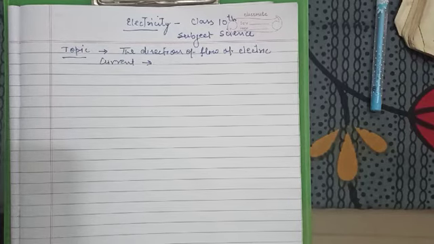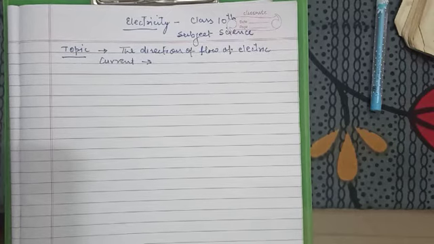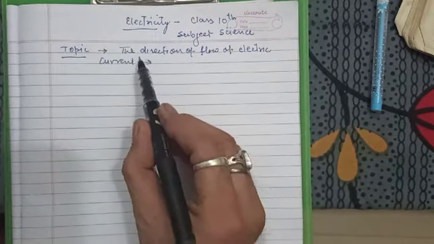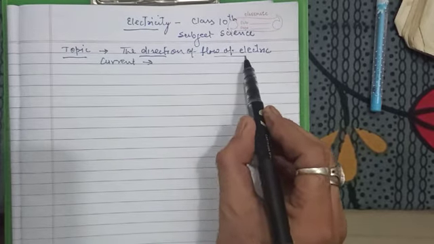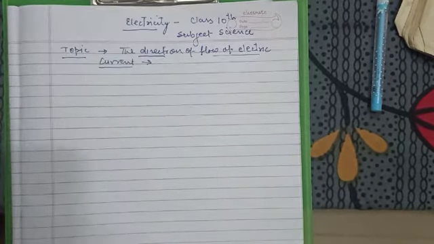Today I am again going to take the chapter Electricity of class 10th subject Science, in which my today's topic is the direction of flow of electric current.